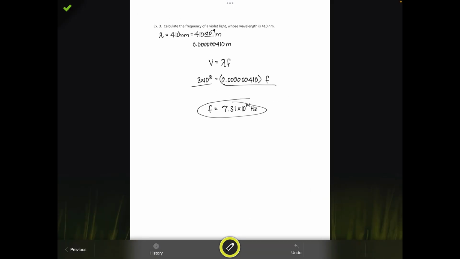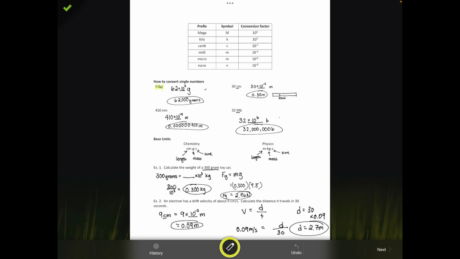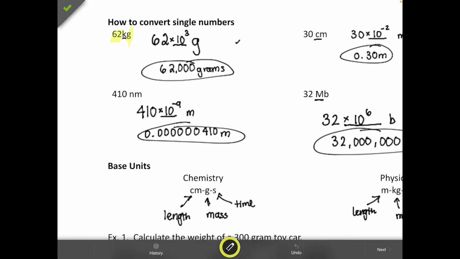So let's recap from the beginning. If you just want to convert a single number, I'm going to take that number, like 410, in the base units of meters, and make it stay still, keep it the same. But I'm going to replace this nano here. It gets replaced by 10 to the negative 9th. So now I've converted 410 nanometers to meters.